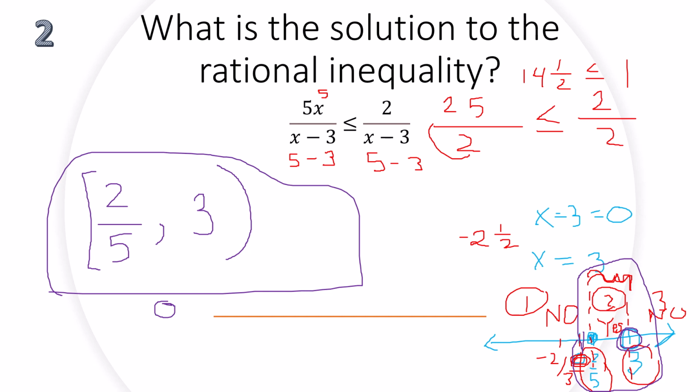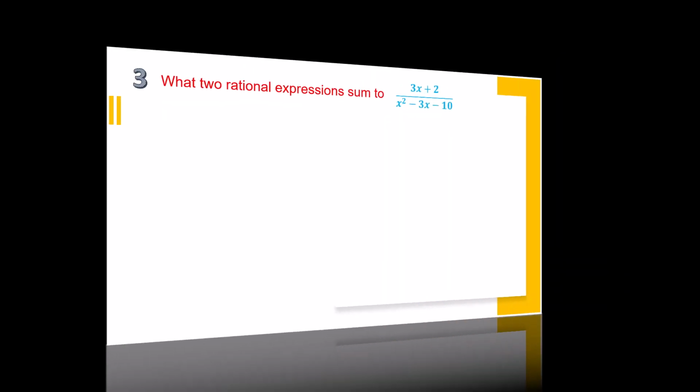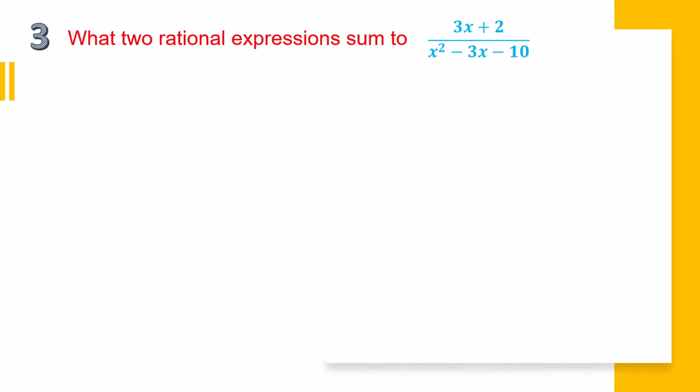Now let's move on to question number 3. What two rational expressions sum to 3x plus 2 over x squared minus 3x minus 10? I've already been asked this a lot, and I understand because if you're not going into the course, which is our online textbook, if you're only working in your plan, you're going to miss the practice that goes along with this. So we want to correct that right now before it slows you down.